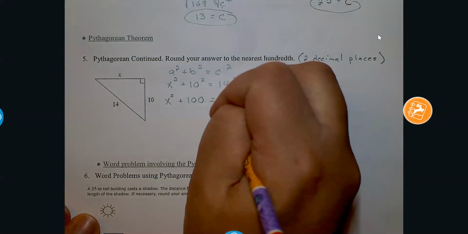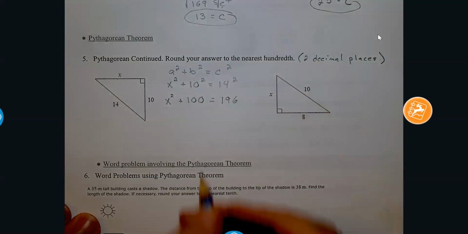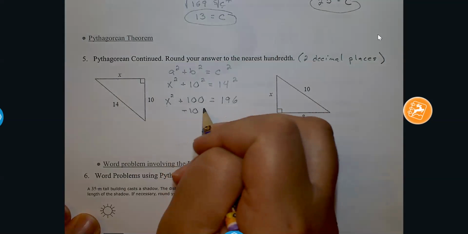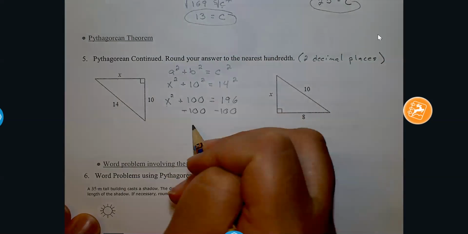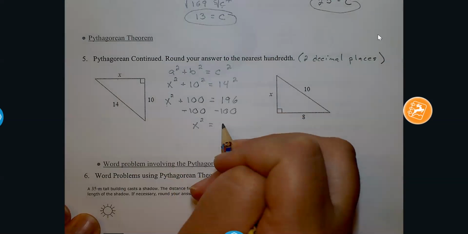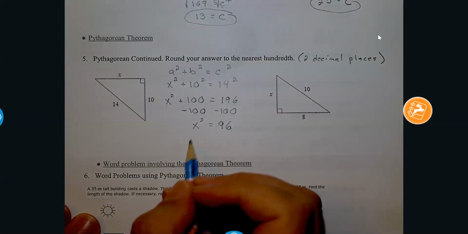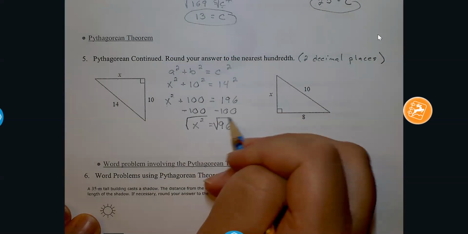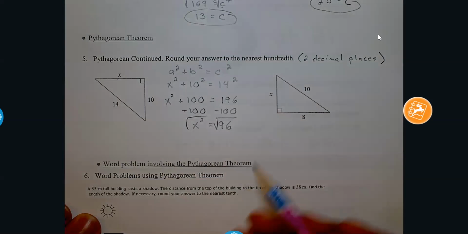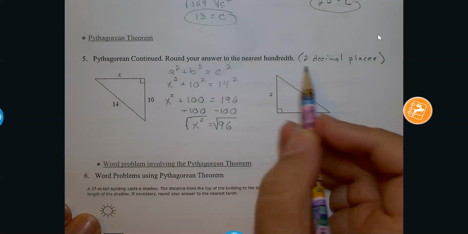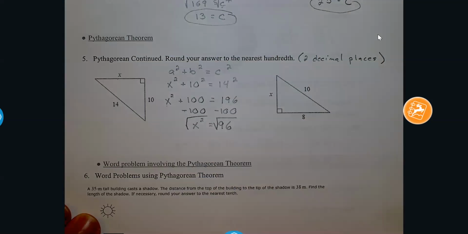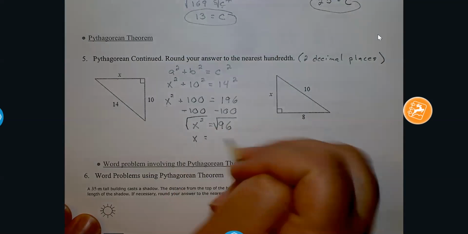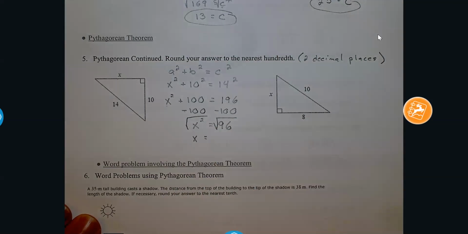is 196. Okay. Now to solve for x squared, we have to subtract 100 from each side. So x squared equals 96. Now to get x by itself, I have to take the square root. Now instead of simplifying it like we did a couple topics ago, it just wants us to round it to the nearest hundredth, so 2 decimal places. So x would equal, and I type the square root of 96 into my calculator.